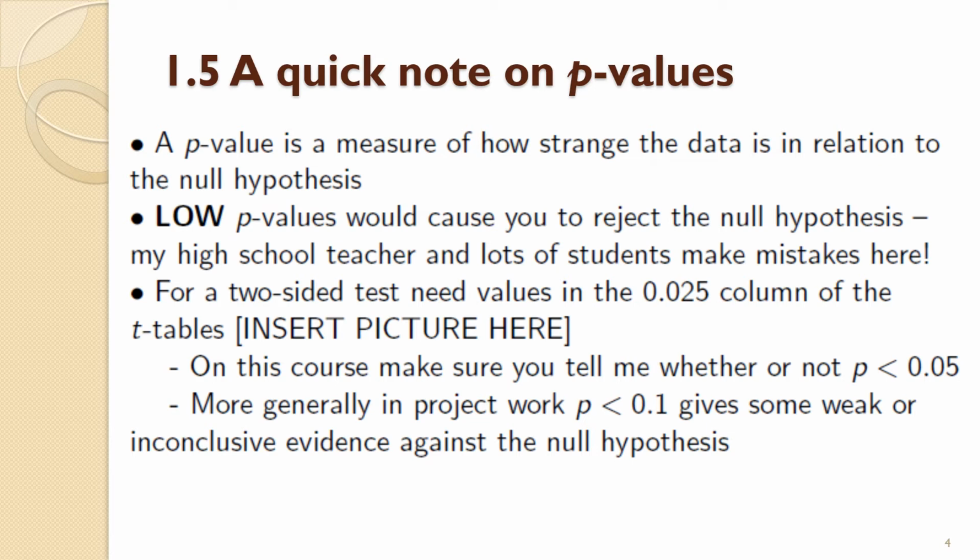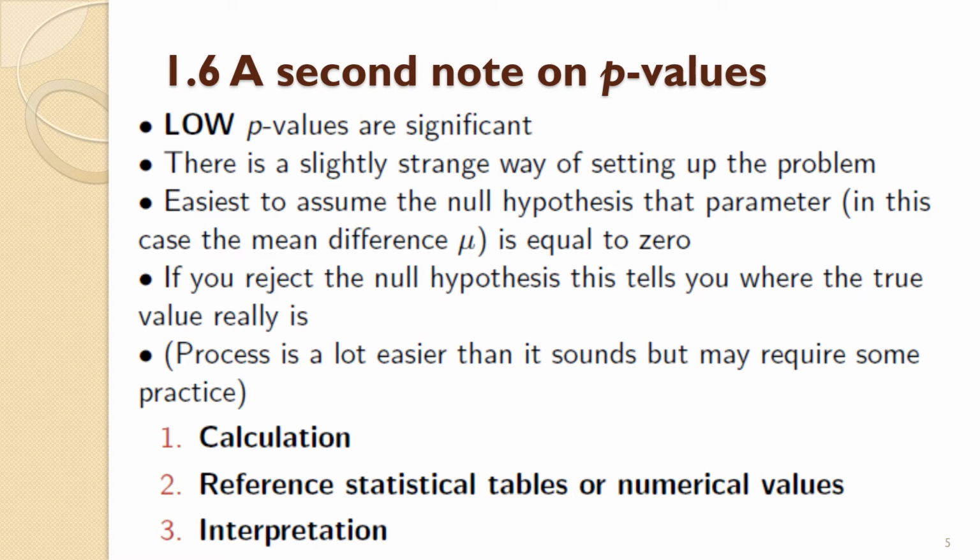It has to be like that for standardised exam type questions and courseworks. Generally, in project work, less than 0.1 gives some weak evidence, inconclusive evidence, so the interpretation can be more subtle on occasion. So low p-values are the thing to watch for, and I'm afraid this is a slightly strange way of setting up the problem, but the reason it's done like this is so that you can very simply mechanize and standardize a systematic approach to the analysis.